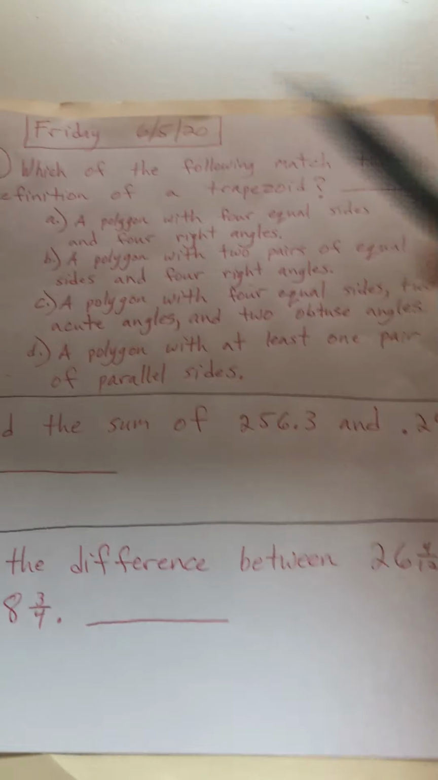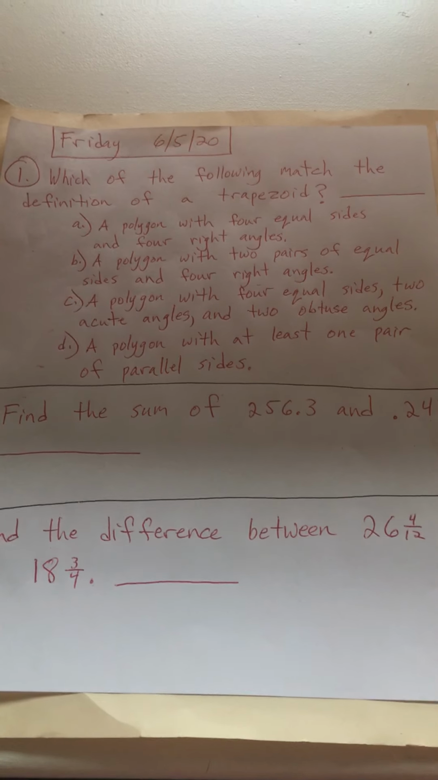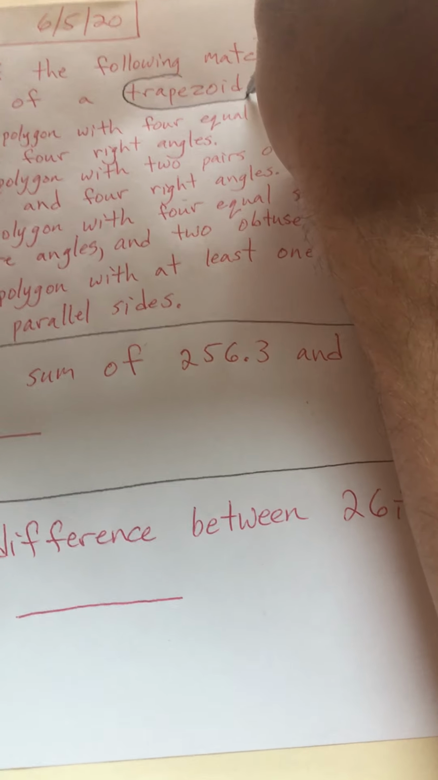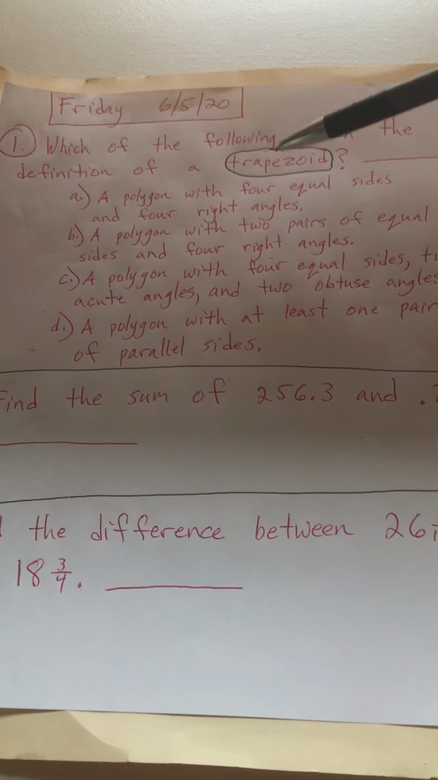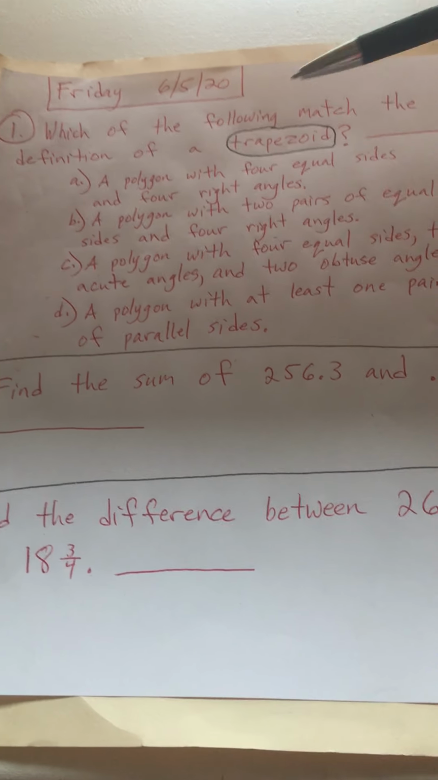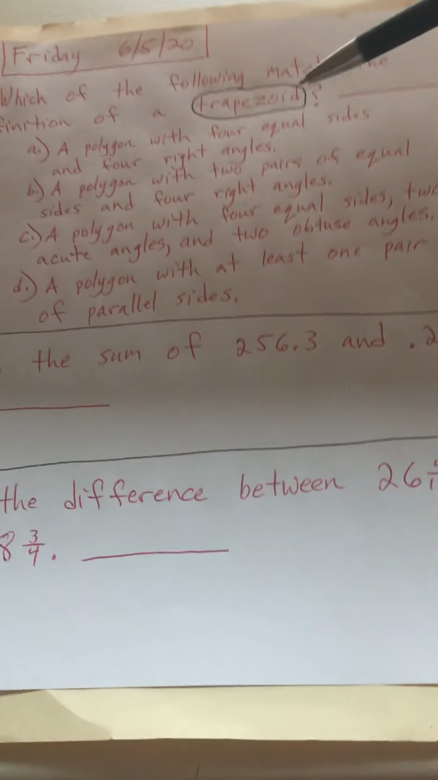So let's get started with number one. Go to your Google Classroom assignment for today's date, June 5th, 2020. Number one says, which of the following match the definition of a trapezoid? Your reference sheet's not going to give you any information about these different shapes. These are different polygons we've been learning about all week. We need to find which one matches the definition of a trapezoid.